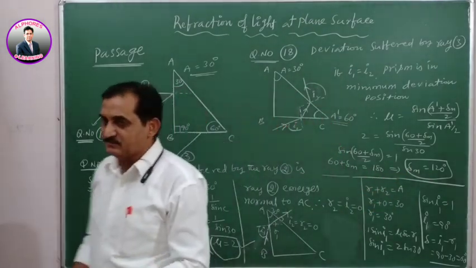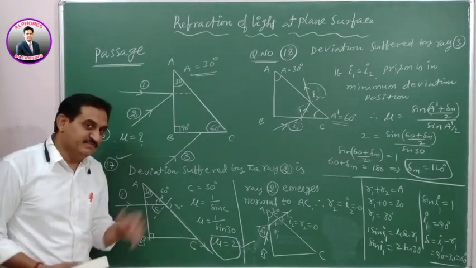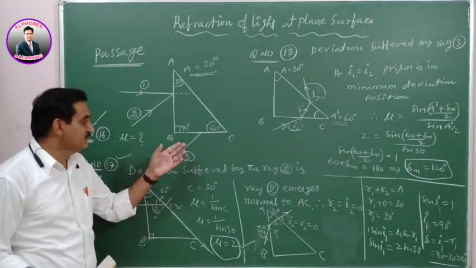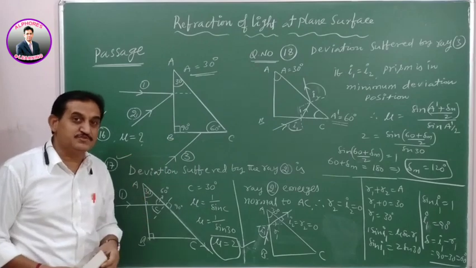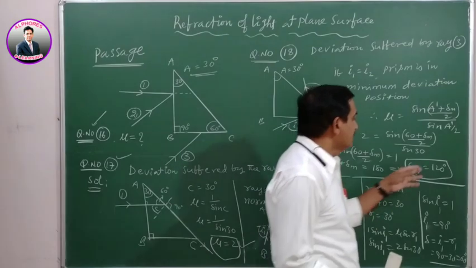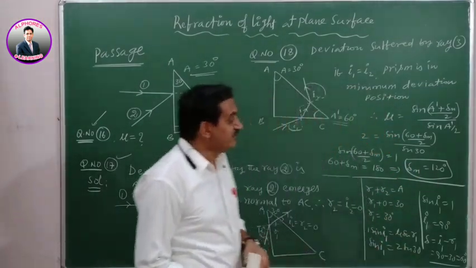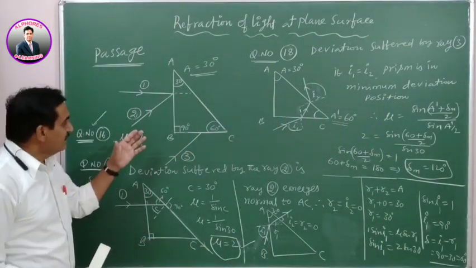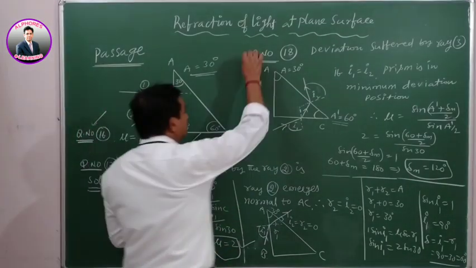So which deviation is suffered? Minimum deviation. Which ray? The third ray. The third ray suffers minimum deviation, how much? That is 120 degree. So that is the answer for the third question.